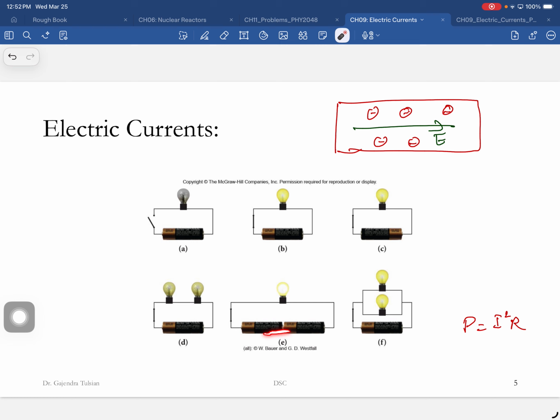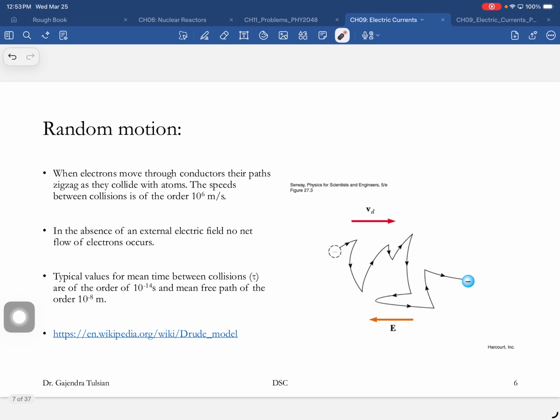You connect two batteries, the current doubled, and now this one is 4 times as bright as this one. Here, the current is the same, and these are equally bright, as bright as that. So what is the difference between these two? Since there are two of them, you're going to use up the energy stored in the battery twice as fast. So that battery is going to run down in half the time.